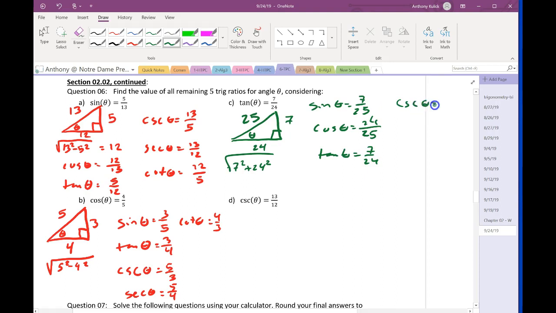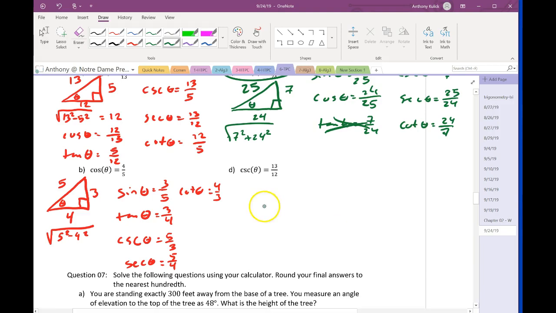Cosecant. Oh, I did tangent. I didn't need to write that one down. Anyways, that's the reciprocal of sine. Secant is the reciprocal of cosine. And then cotangent is the reciprocal of tangent. I didn't need to write that one down, it's already right here. I'm silly.